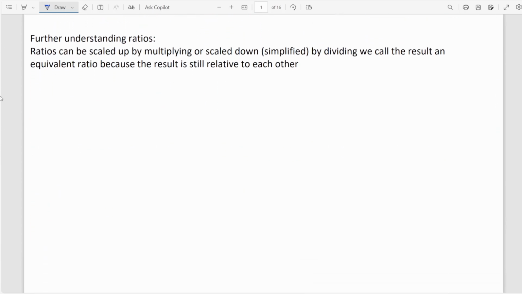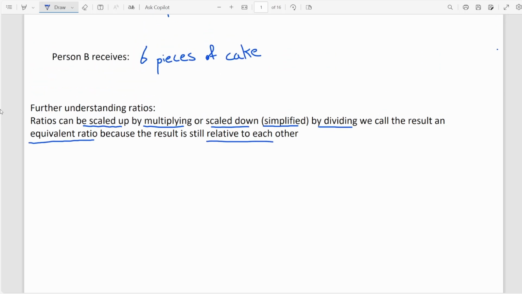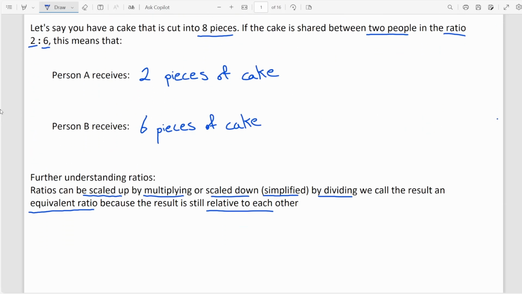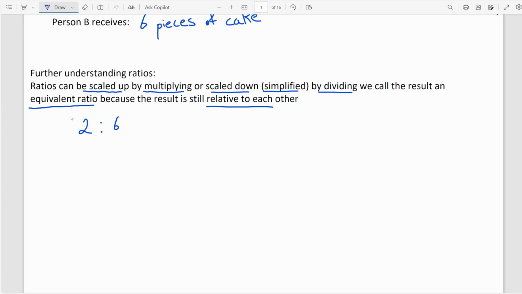Now, you need to understand that ratios can be scaled up by multiplying or scaled down, otherwise known as simplified, by dividing. Okay? We call the result an equivalent ratio because the result is still relative to each other. To further explain this, let's take a look at the previous example. We had the ratio being 2 to 6. Now, if you can see a common factor between them, then I can divide all of the ratio by, for example, 2. And this gives me 1 to 3.